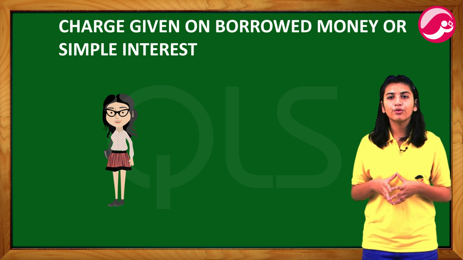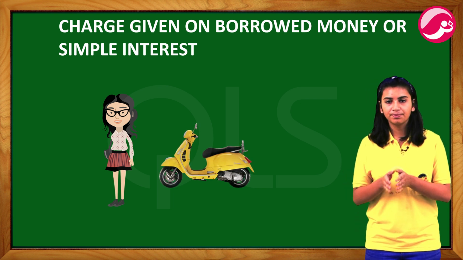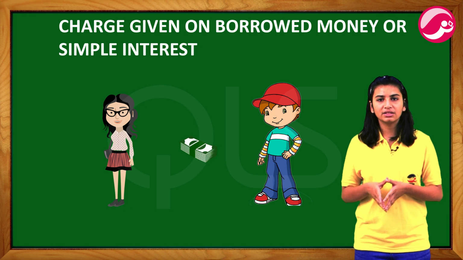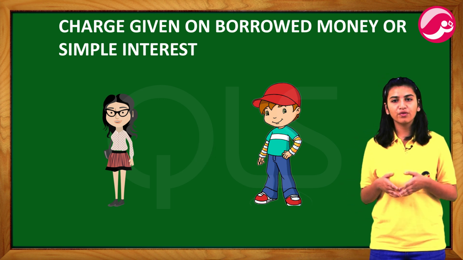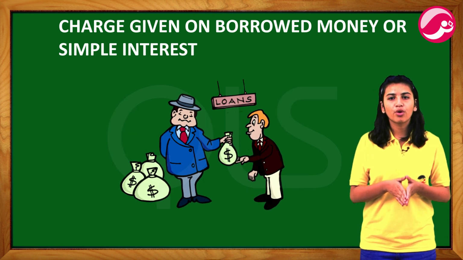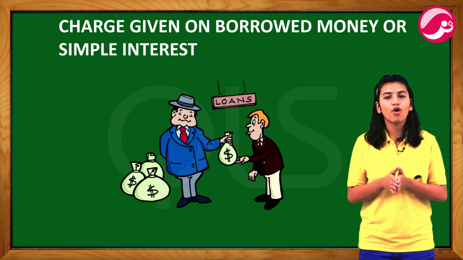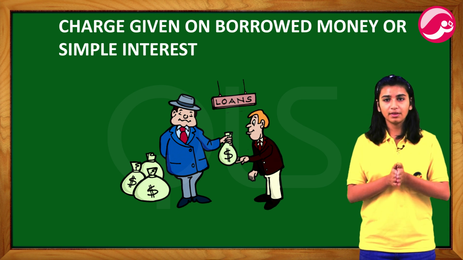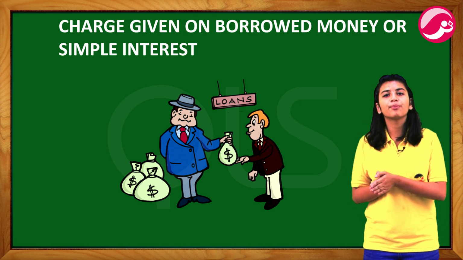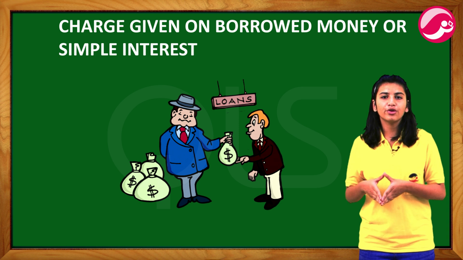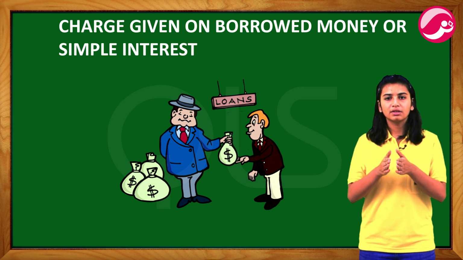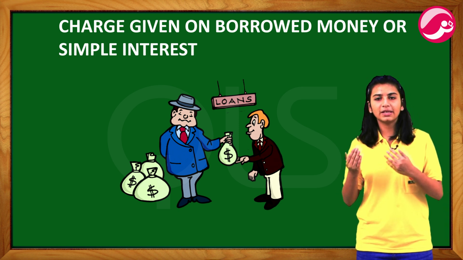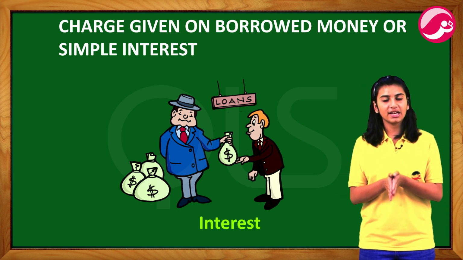Sohini said that they were going to buy a new scooter. Mohan asked her whether they had the money to buy it. Sohini said that her father was going to take a loan from the bank. The money you borrowed is known as the sum borrowed or principal. This money would be used by the borrower for some time before it is returned. For keeping this money for some time, the borrower has to pay some extra money to the bank. This is known as interest.